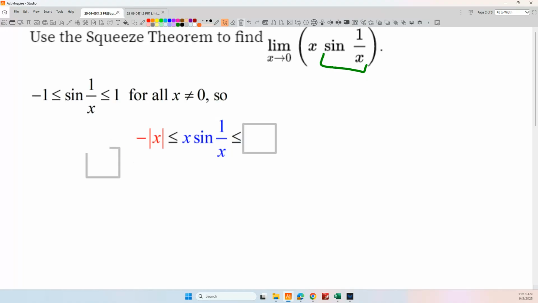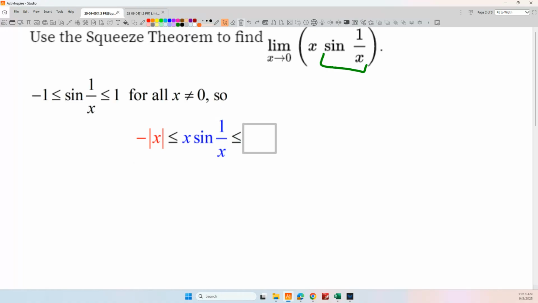Okay. And really, I technically need to multiply through by the absolute value of x. How come? Because if x were negative, if I multiplied the inequality by a negative, what would it do? It'd flip the signs, right? We don't want to do that.